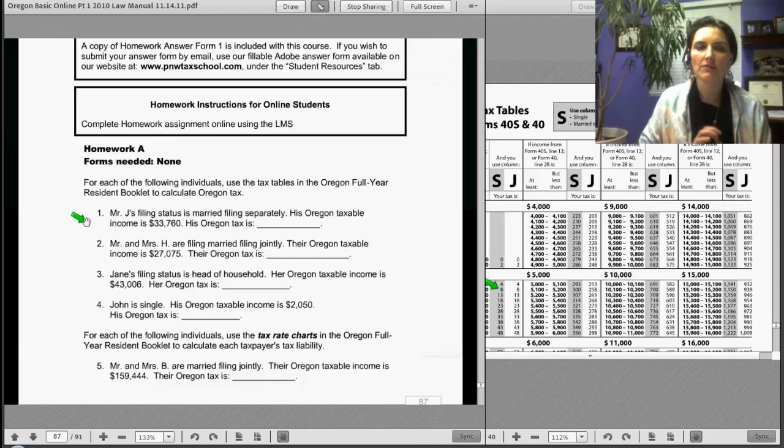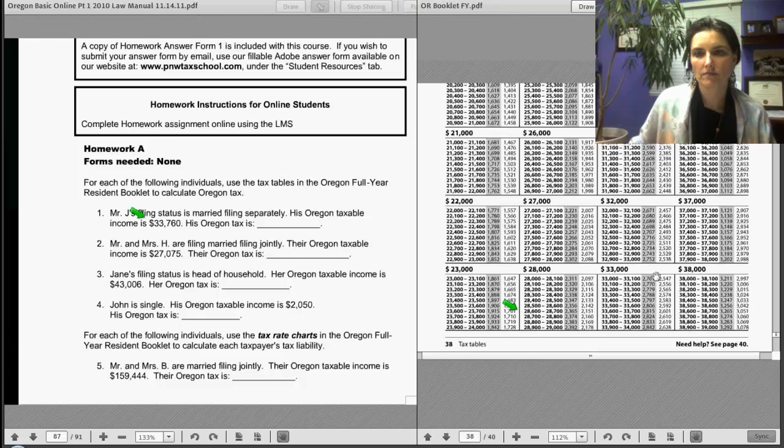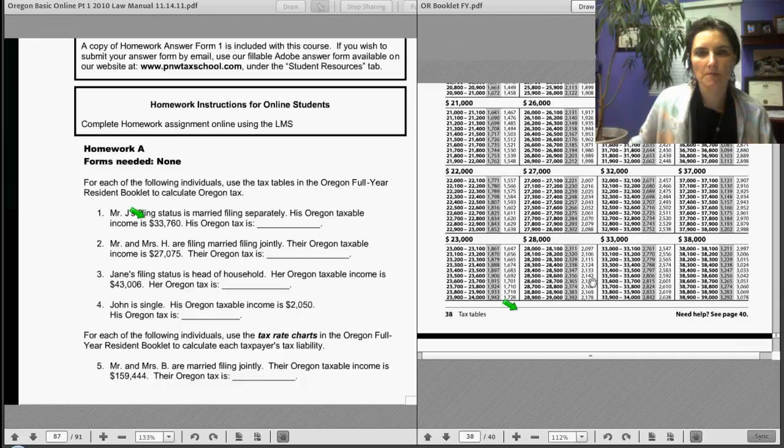Mr. J's filing status is married filing separately. His Oregon taxable income is $33,760. What is his Oregon tax? So we're going to go over to the single column. Find the line that says $33,700 through $33,800, which is in the range of problem number 1 at $33,760. Go to the single column. The correct answer is 2824. Please continue with questions 2 through 4 on your own.